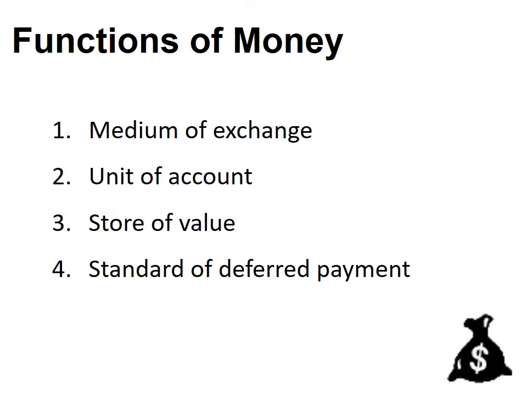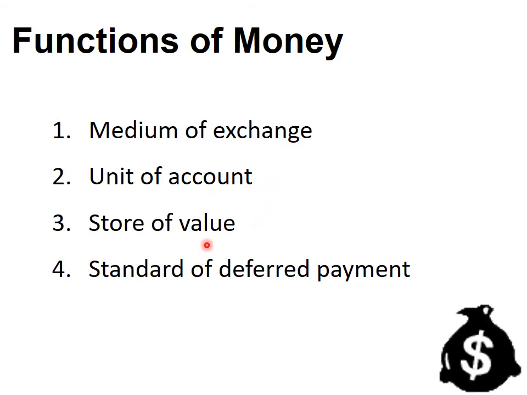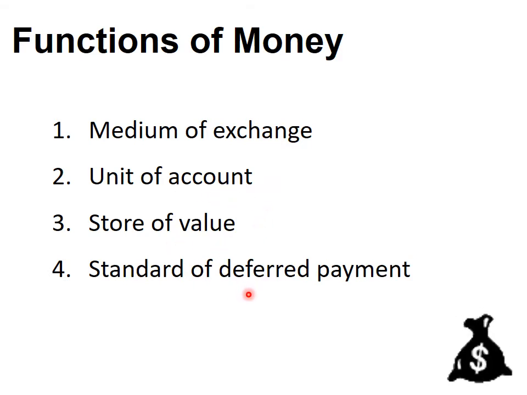Now, money officially has four functions. The first is a medium of exchange, like we have just talked about. The second is a unit of account, then store of value, and standard of deferred payment. Let's take a look at what they are in detail.